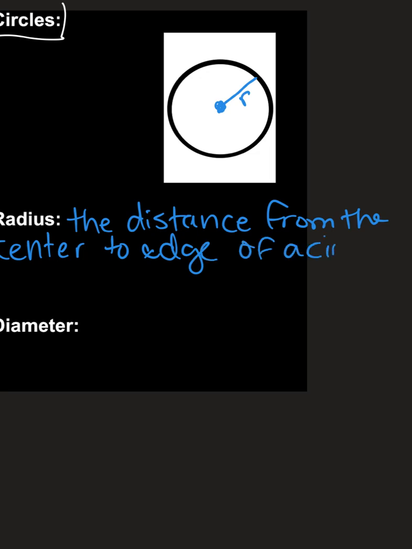Of a circle. I want you to put a lowercase r, and yes, the size of the letter does matter. It does need to be lowercase, not capital. And an equal sign, and hold that thought. We'll be back to that in a moment here.